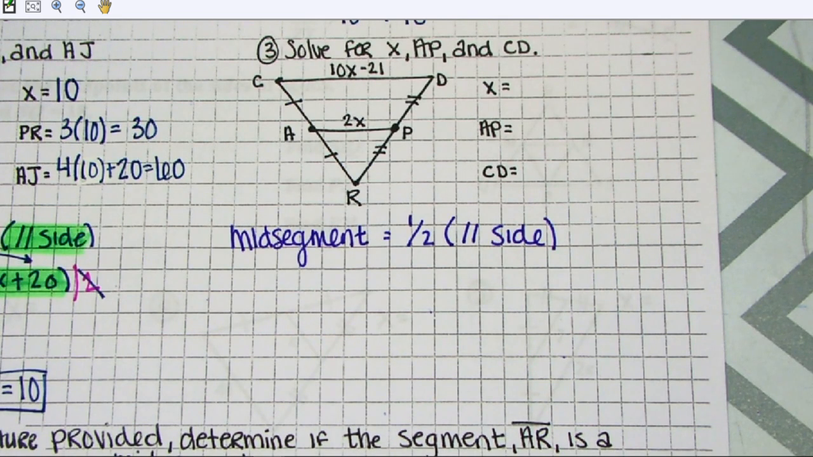Okay, so mid-segment equals half the parallel side. Make sure that you start with the words first. That way you remember the formula. So what should we replace mid-segment with? What's our mid-segment measure? 2x.